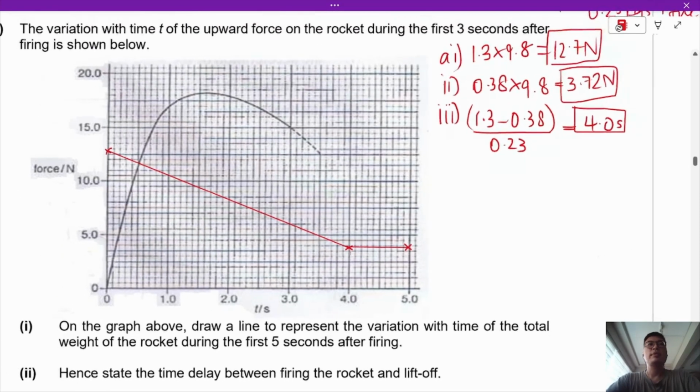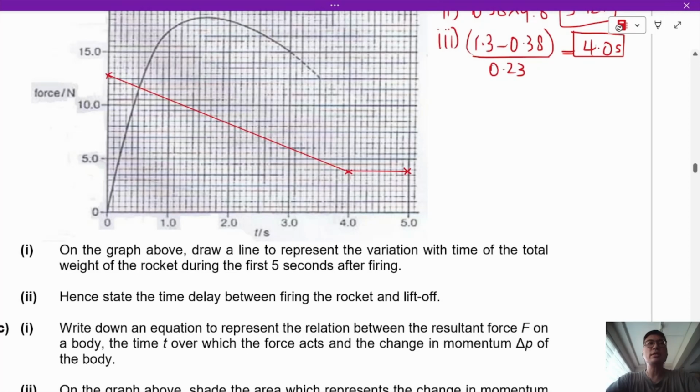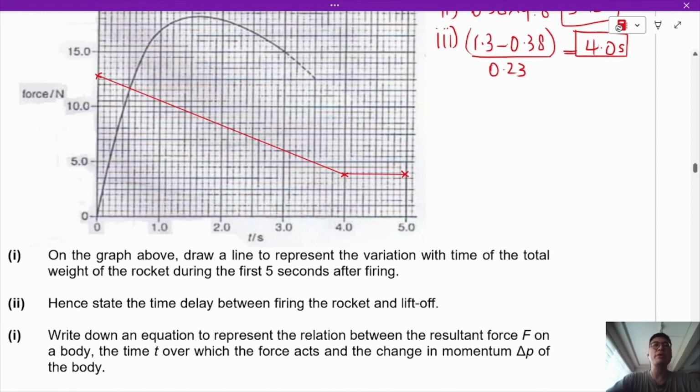Next, state the time delay between firing the rocket and liftoff. Let's take a look at the rocket on the launch pad. This is the rocket sitting on the launch pad. Now the weight of the rocket is 12.7 newtons, and the force on the rocket initially is 0. So it's not going to lift off.